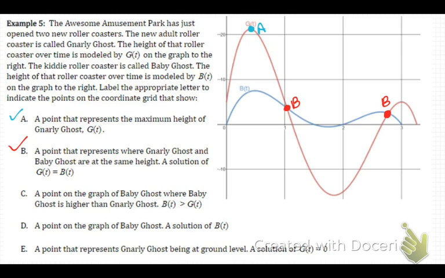Is that the only place it's above Gnarly Ghost? Yeah, between 1-ish and 3-ish. So pretty much between our 2 points of intersection, right? That entire area has Baby Ghost above the Gnarly Ghost. So as long as you label point C somewhere on here, that's okay. You can label it anywhere on here, but you only need 1 point.